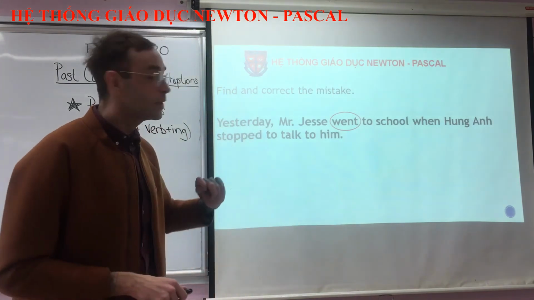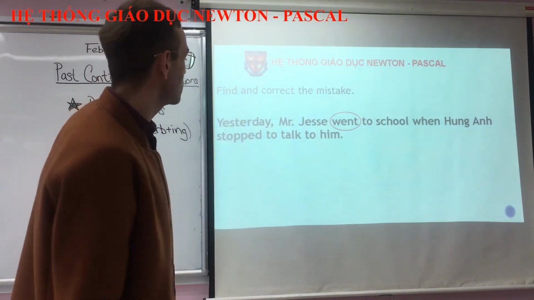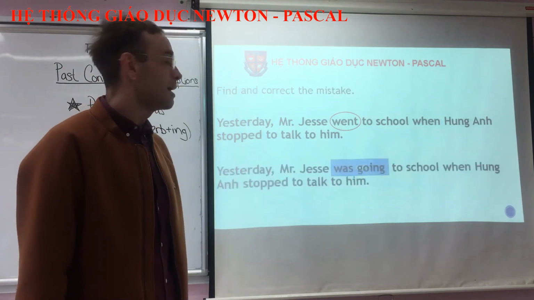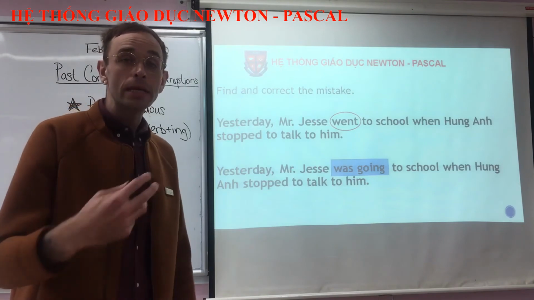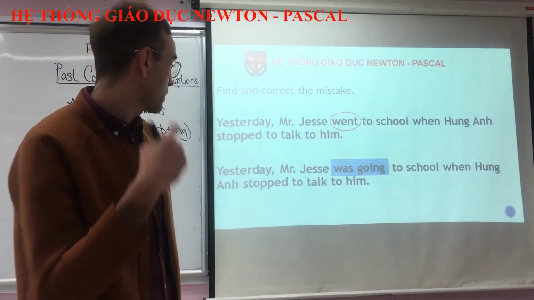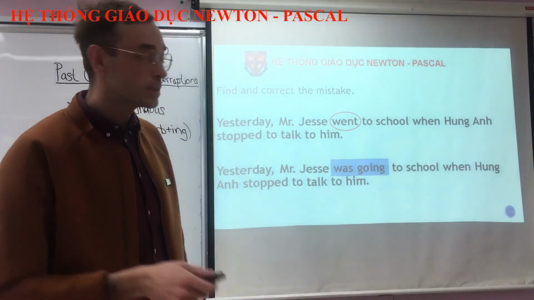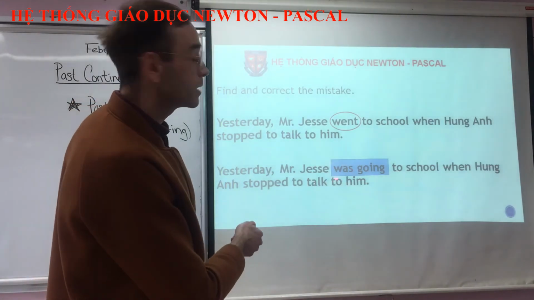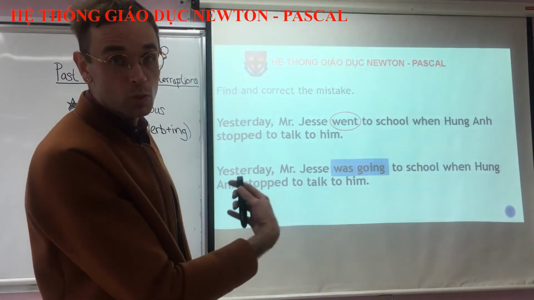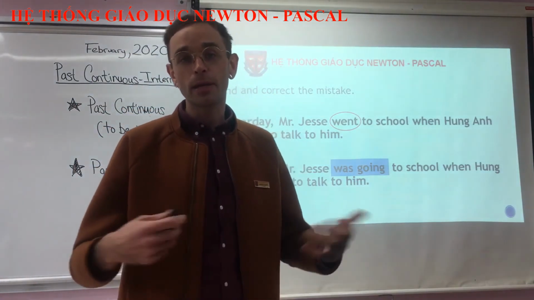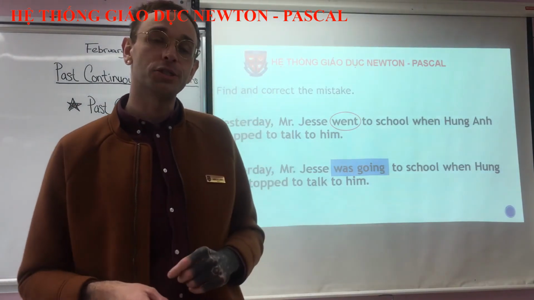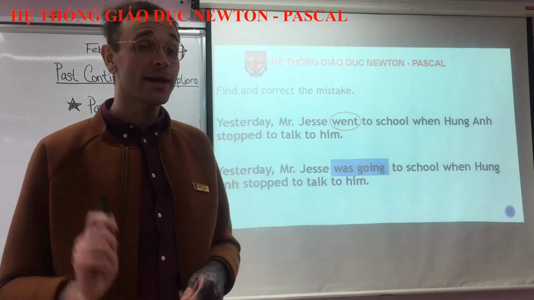So, we don't want this in the past simple, we want it in the past continuous. So instead of went, we need was going, okay? Mr. Jesse is singular, so our past tense form of the verb to be is was, and to make go into going, all we do is add ing. It's pretty easy, okay?